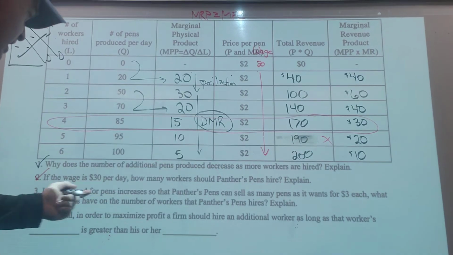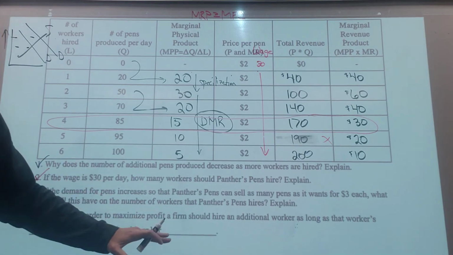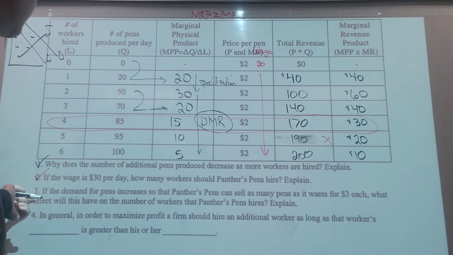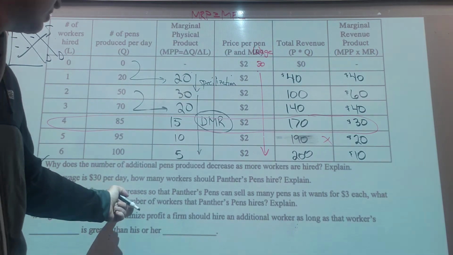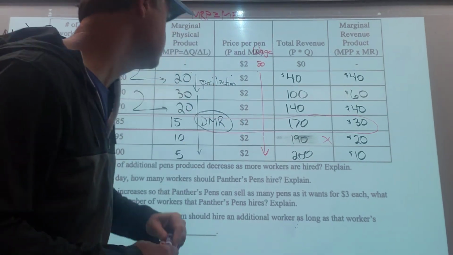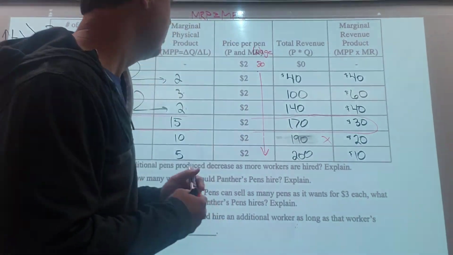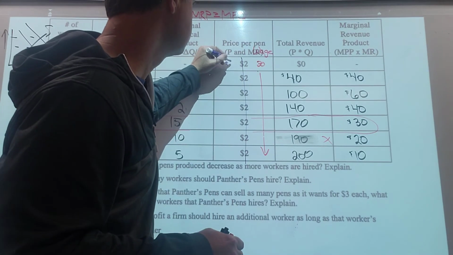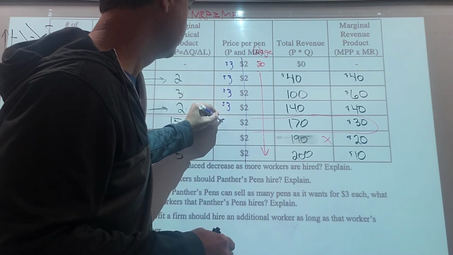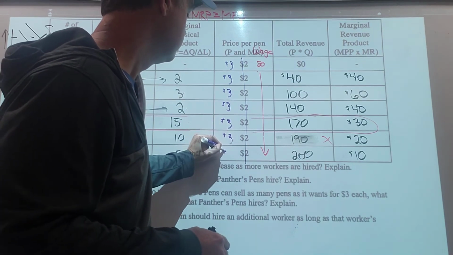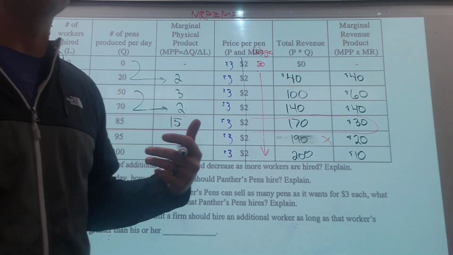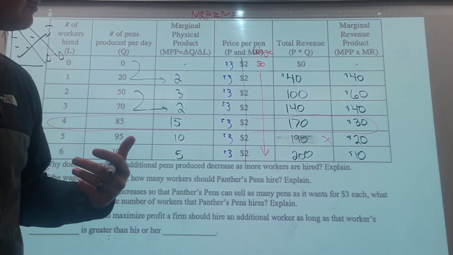We're back in the product graph, and the question says nothing about workers. Demand for the pens increases, the price goes up to 3. What effect will this have on the number of workers that Panther Pens hires? Well, now this whole column that was 2 becomes $3 because the price goes up, and now I'm going to hire more workers, which should make sense. Now remember, the demand for labor is determined from the demand for the good.